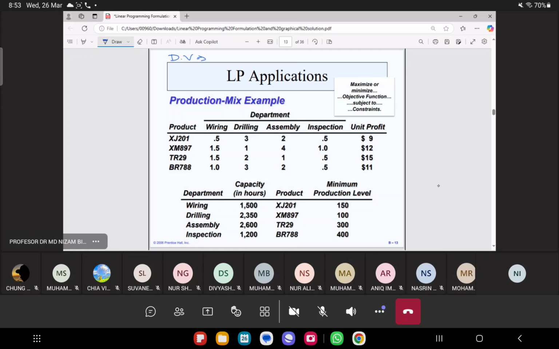So my question is, for this particular situation, what are the decision variables? What do you have to decide? This is a production mix example.